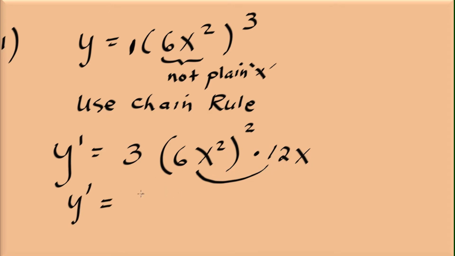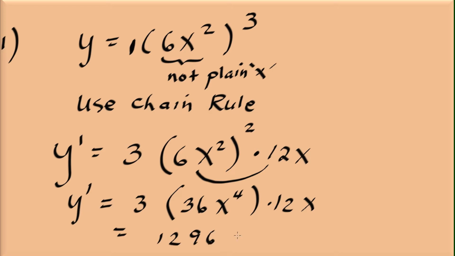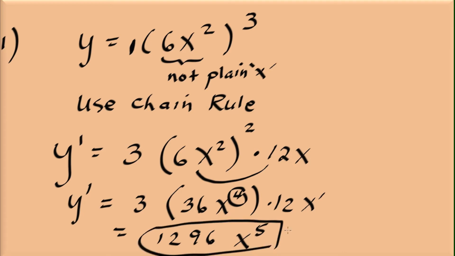Simplify means 3 times, now the 6x squared is going to be 36x to the fourth, times 12x. So that's going to give you 36 times 12 times 3, which is 1296 x to the 4 plus 1, to the fifth. That's your number 1.